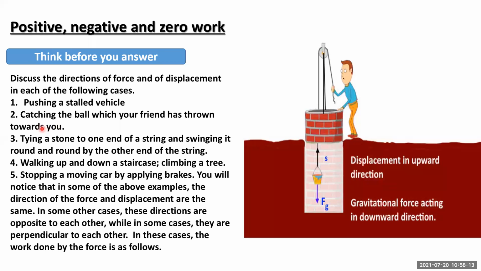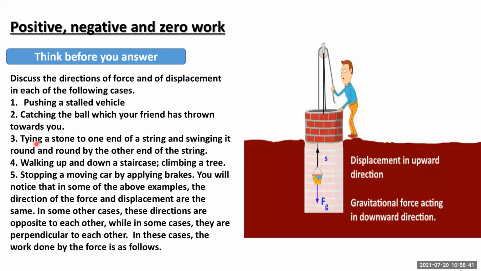In the second example, catching the ball which your friend has thrown towards you. What is the direction of the ball, and for catching this ball, in which direction are you applying force? So in this example, you are applying a force in the direction opposite to the direction of the ball. So this is the example of negative work done.